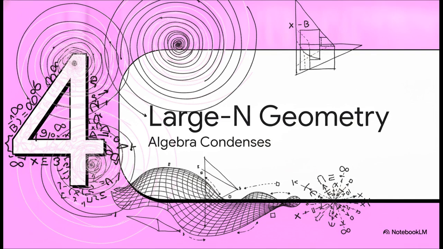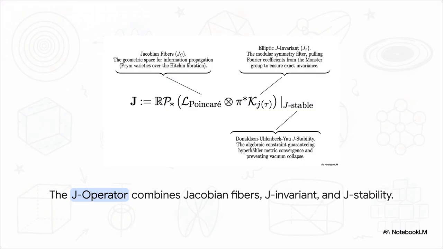Section 4, Geometry from Large N Limits. Let's stress test this math by scaling it to infinity. The J in J-theory? Yeah, it's not just some random letter. This single, bold J equation binds 3 vital components together to prevent the emergent spacetime metric from collapsing. You have the Jacobian fibers providing the geometric space, the elliptic J invariant pulling coefficients to ensure modular symmetry, and finally, the Donaldson-Uhlenbeck-Yau J stability holding the whole thing together.